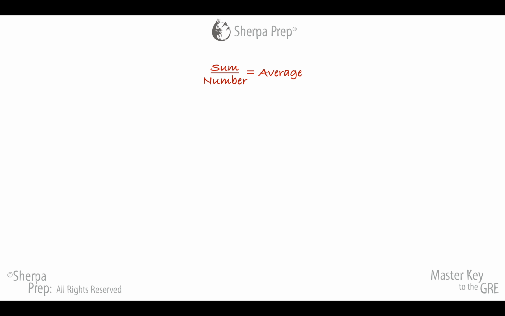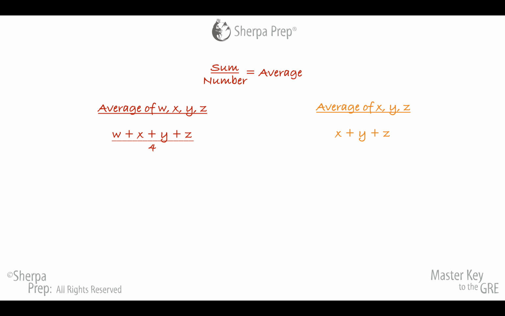For example here, if we're talking about the average of w, x, y, and z, well, their sum looks like this. And there's 4 terms, so their average should equal the sum divided by the number. And likewise, the average of x, y, and z, well, the sum of the terms looks like this. And there are 3 terms. So the average should equal the x plus the y plus the z divided by 3.